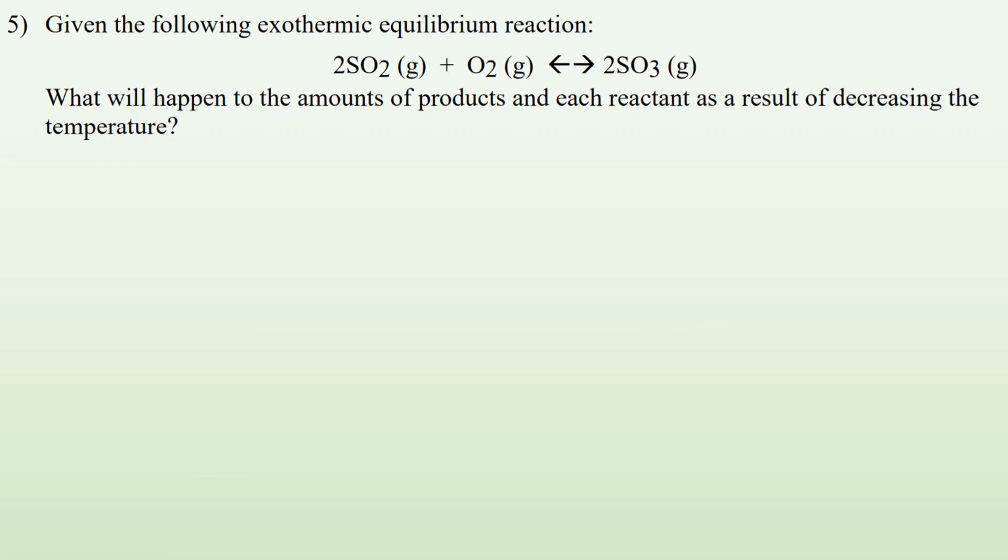Number 5, given the following exothermic equilibrium reaction. So again, it's saying it's exothermic, so heat is being released. Heat is a product, so energy ends up on the product side for exothermic. What will happen to the amounts of products and reactants as a result of decreasing the temperature? All right, well, decreasing the temperature is basically removing energy. So if we removed energy, we shift it to replace it. So it would have to shift towards the right to replace that energy we removed.